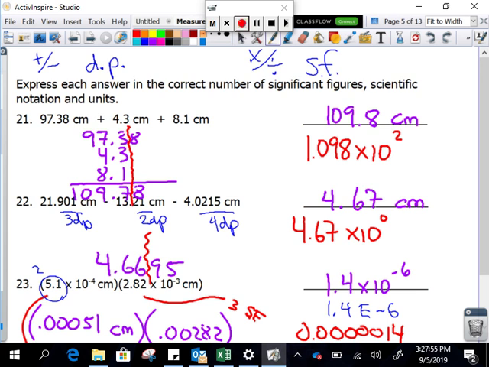I am confident that Rose can type numbers in a calculator and calculate math. I think she can do 97.38 plus 4.3 plus 8.1, and the calculator will spit out an answer. I'm not testing that. I'm testing, can Rose round, based off of the rules we discussed.